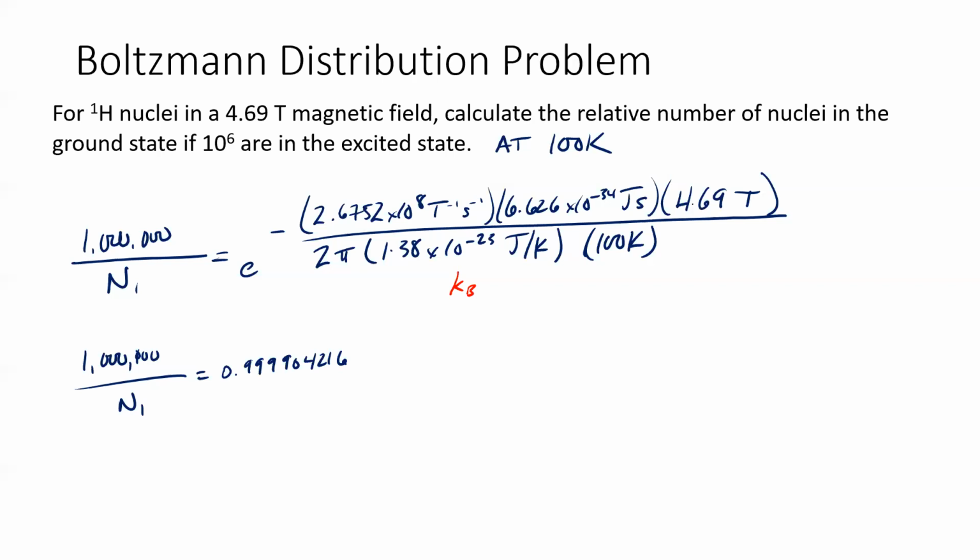What does it mean by relative number of nuclei? Does it want that ratio that we get, or does it want the difference? So it's only relative because there's surely way more than 1 million in our sample, right? Yeah. And so we're just comparing it to 1 million because we talk about this difference in terms of parts per million.